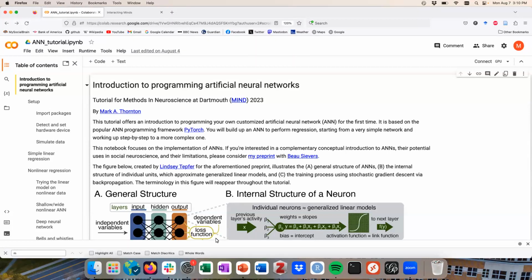But for those of you who haven't done this before, or who maybe have used neural networks, like pre-trained networks, but haven't actually created your own, this is hopefully going to give you the basic nuts and bolts to get started with that process.